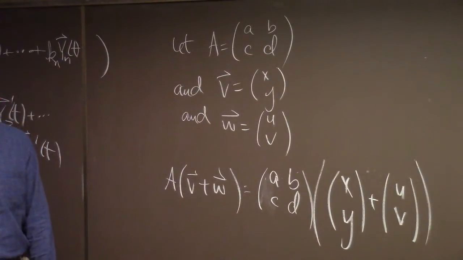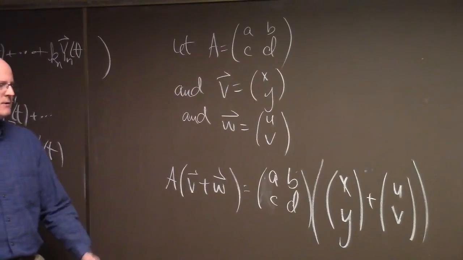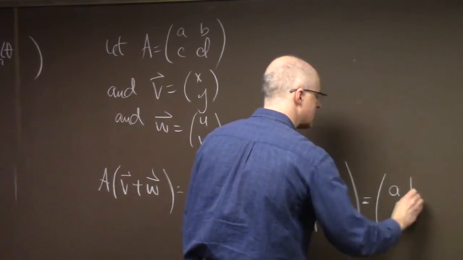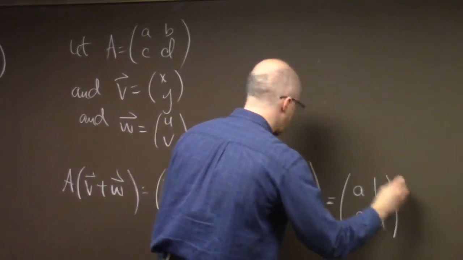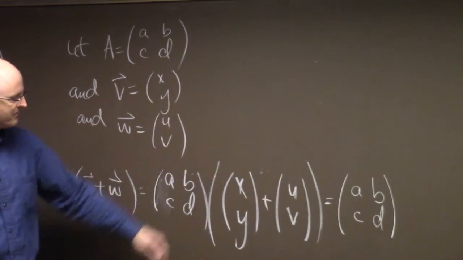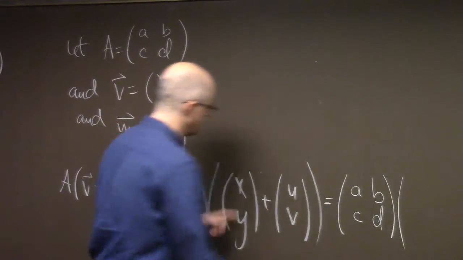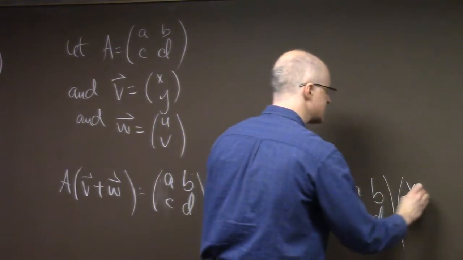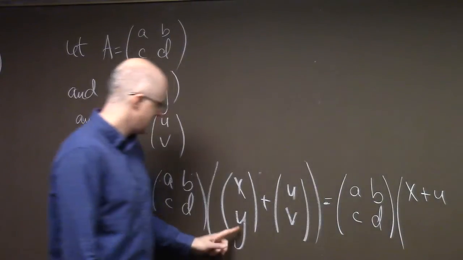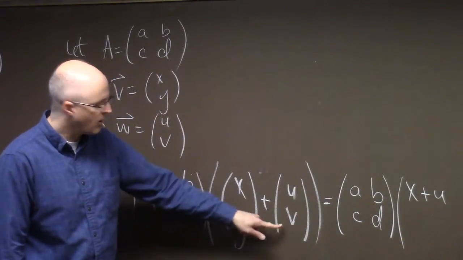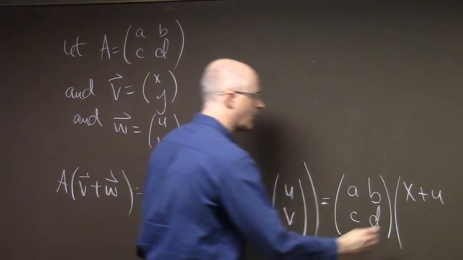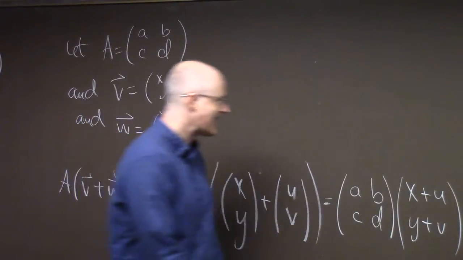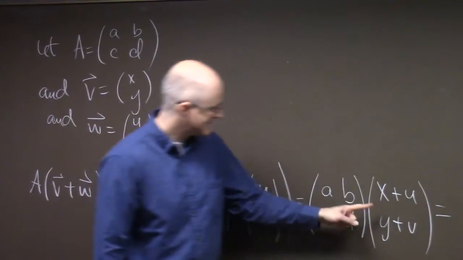I guess we haven't really talked about adding vectors, but that's how you can do it symbolically, and it makes intuitive sense. If you add these two vectors, you get a new vector whose first component is the sum of the first components of the two vectors, x plus u, and whose second component is the sum of the second components, y plus v. Now multiply this out. A little confusing.